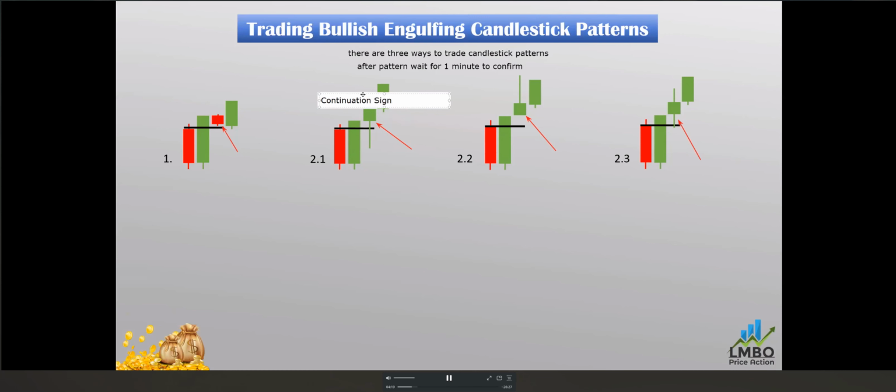In the single candlestick pattern, we learned that if there is a green candle and then a hammer comes, it is called the continuation sign. So now there is an engulfing pattern and then there is a continuation sign. So we will go for the trade. This is a trade candle. Here we will open the trade. So these are the four ways we will trade all patterns.